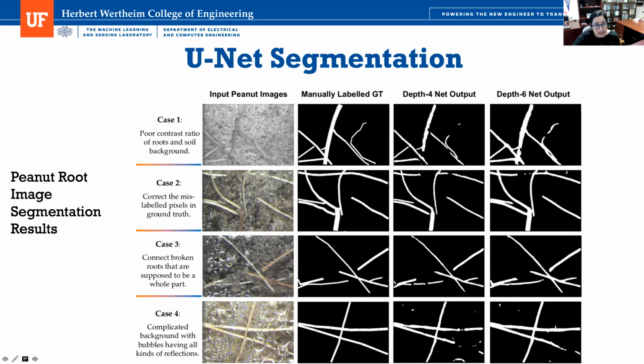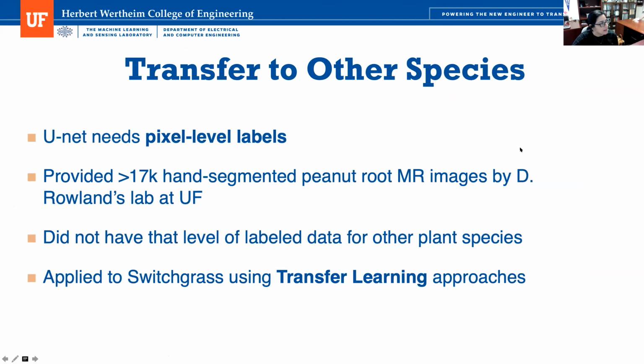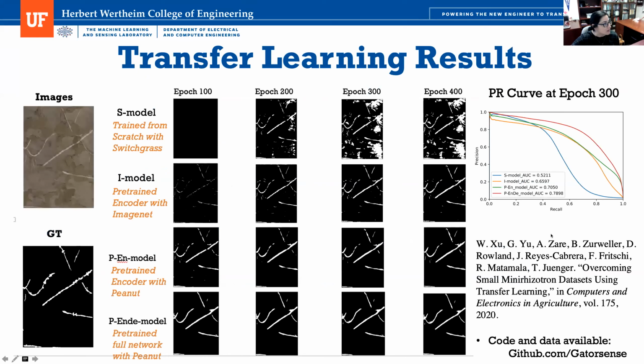That's the data set where we had a large amount of labeled data. But when we wanted to apply it to switchgrass, we didn't have that level of labeled data. So we took that pre-trained architecture and fine-tuned it, and we can get good results, as opposed to what we're showing in the first row here if we just train on the switchgrass alone.